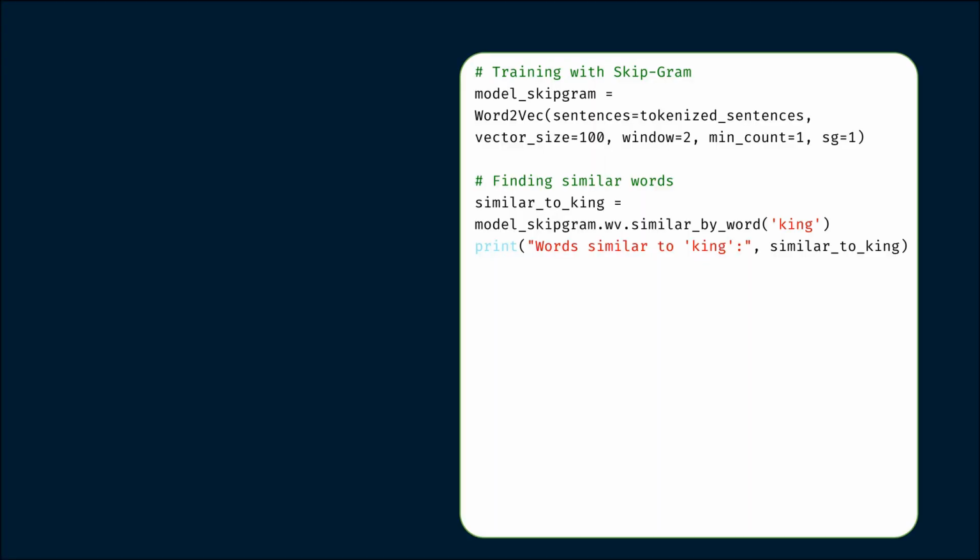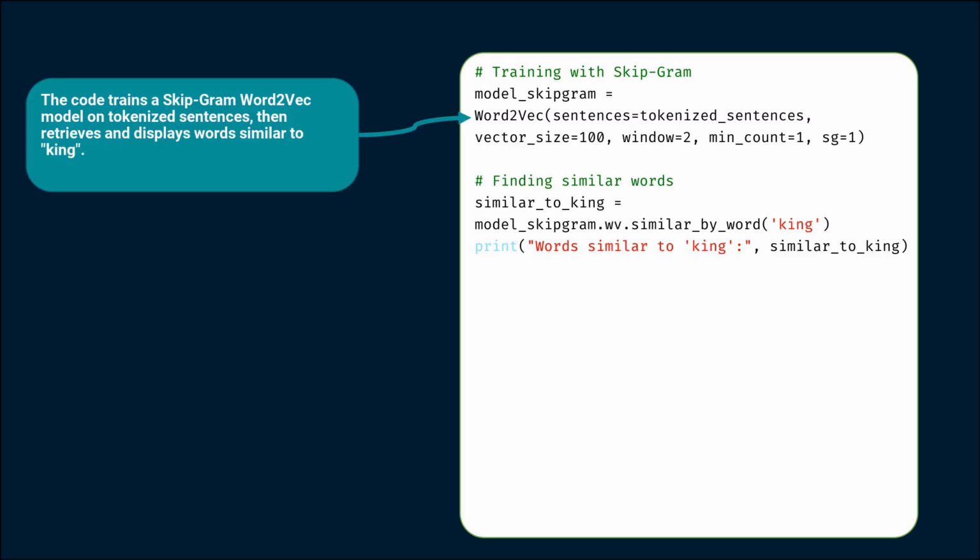Now, let's dive into implementing the skip-gram model using the word-to-vec algorithm. In this segment of our tutorial, we're going to train the model by passing in our tokenized sentences along with some specific parameters to control various aspects of the training process. The vector size parameter is crucial as it determines the size of the resulting word vectors. Then we have the window parameter, which defines the maximum distance between the target word and its surrounding context words. This way, we can specify just how much context we want to consider.